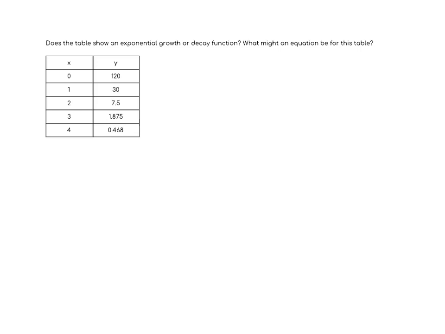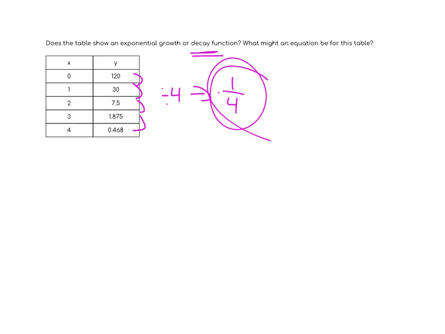All right, now, does the table show exponential growth or decay? You should pause me, and think about this, and consider what's going on. Once you've unpaused me, you should figure out that we're dividing by 4 every time, which is the same thing as multiplying by 1/4. So since we're multiplying by 1/4, that is exponential decay.